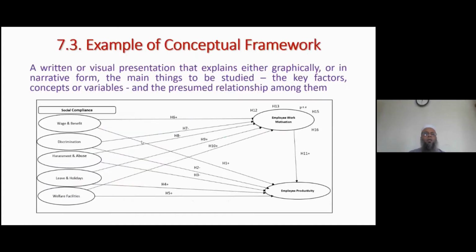See, this was one of the conceptual frameworks: a written or visual presentation that explains, either graphically or in narrative form, the main things to be studied, the key factors, concepts or variables, and the presumed relationship among them. So these are the five IVs: wages and benefits, discrimination, harassment and abuse. These are all social compliance variables. There are many other social compliance variables.